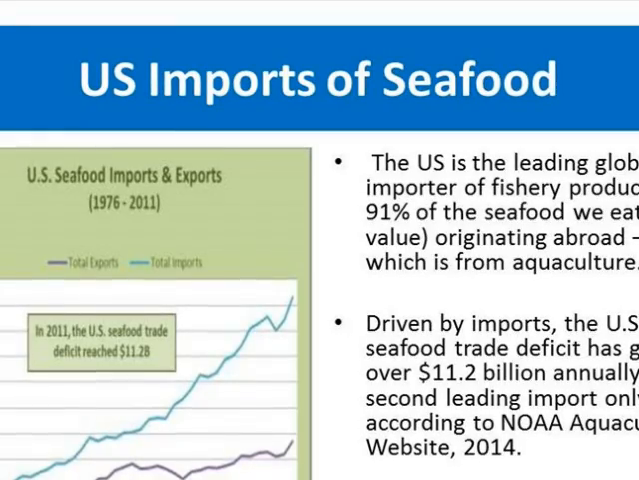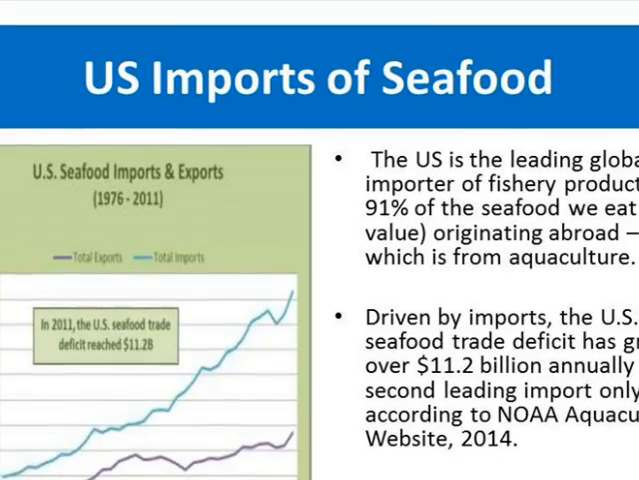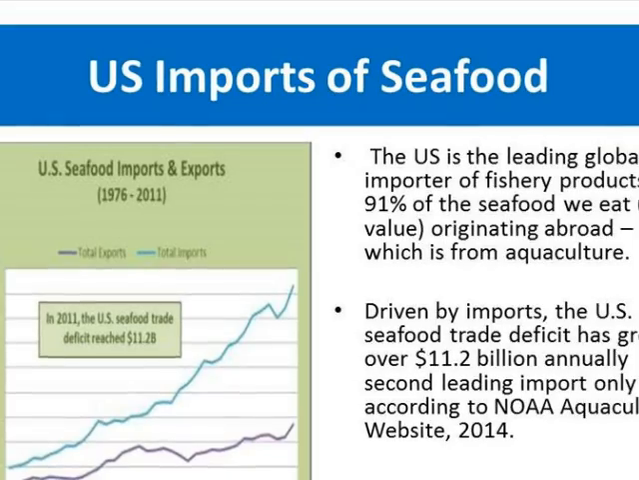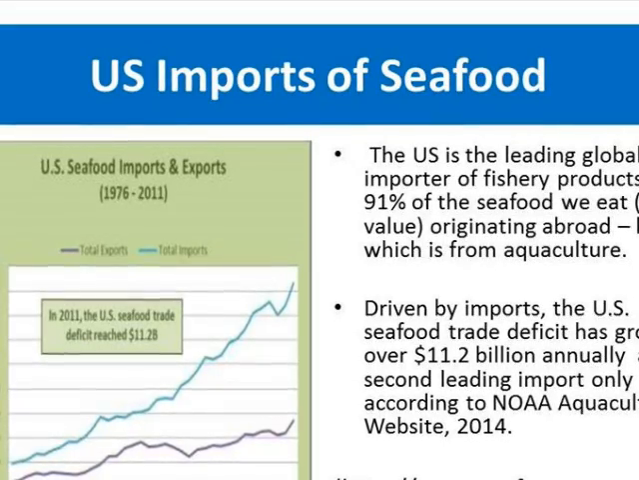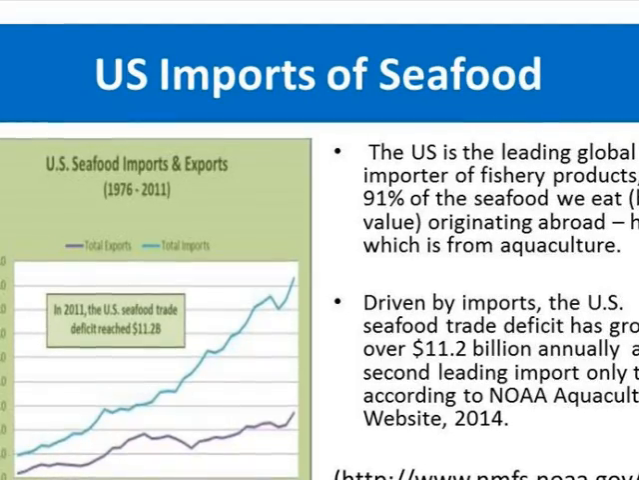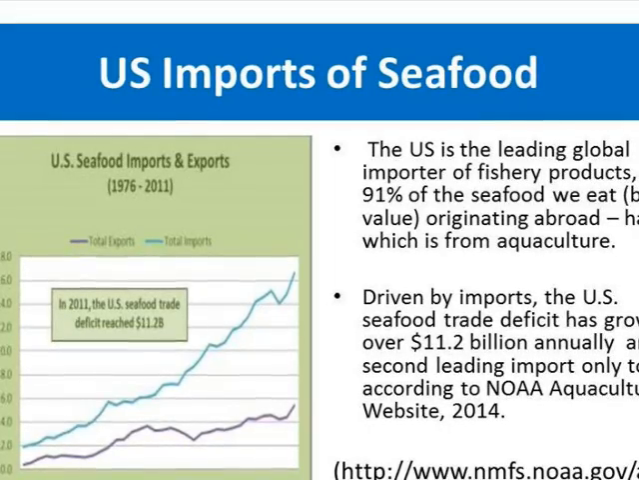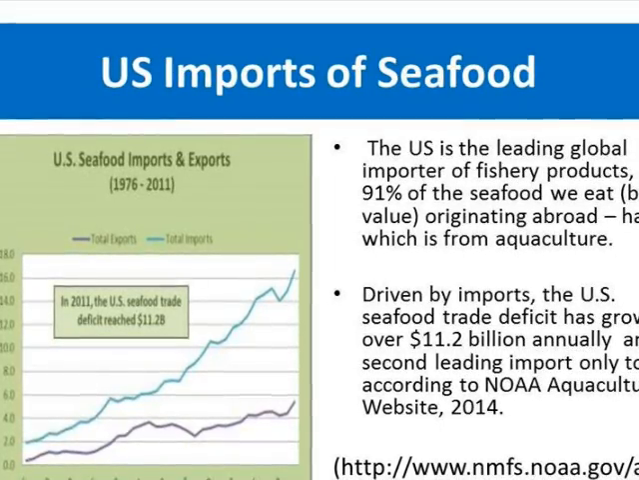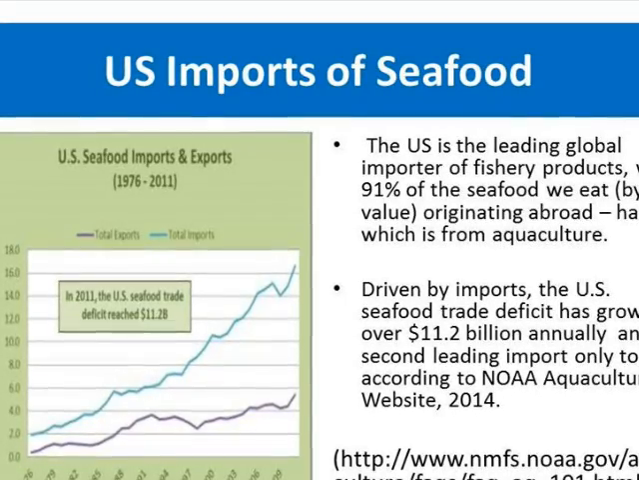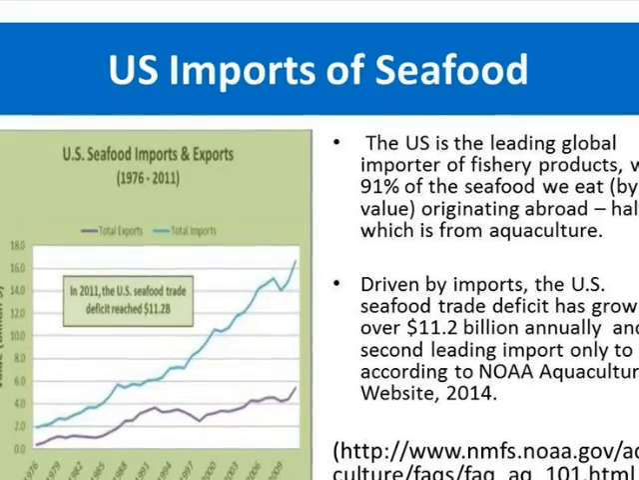Now, this next slide is just to point out to you the vulnerability of the world's food supply. The U.S. is the leading global importer of fishery products, with 91% of the seafood we eat originating abroad. That is a major concern, and over half of what is shipped to the U.S. is from aquaculture. Driven by imports, the U.S. seafood trade deficit has grown to $11.2 billion annually, and it is second only to petroleum in terms of that imbalance of trade.